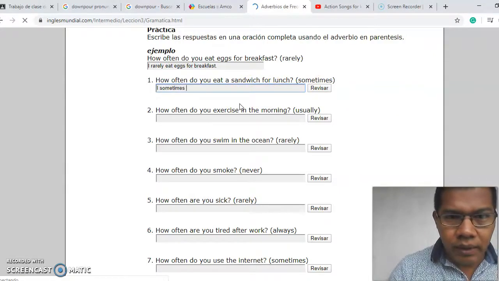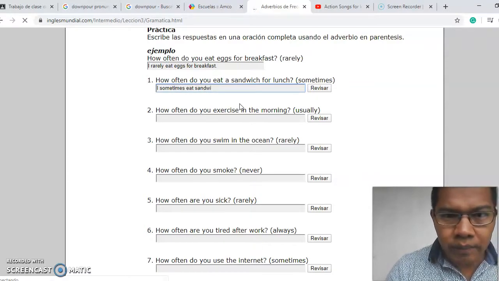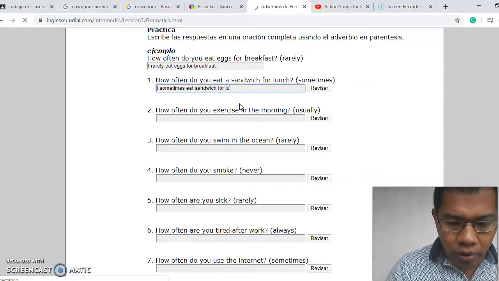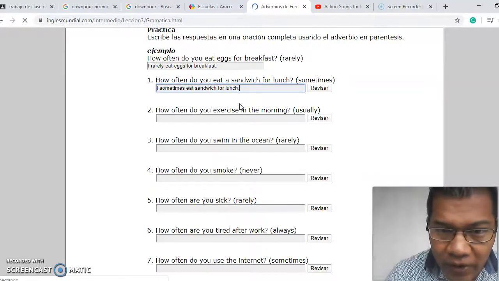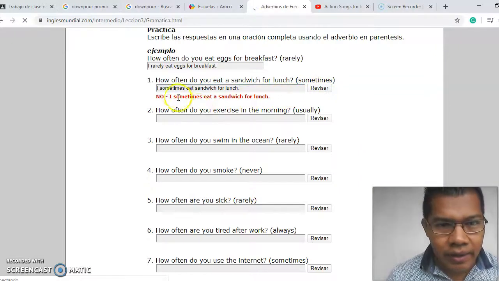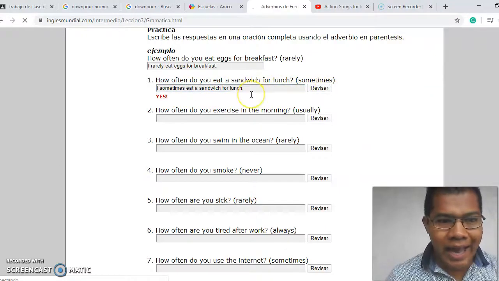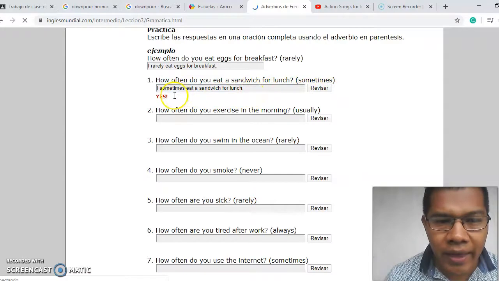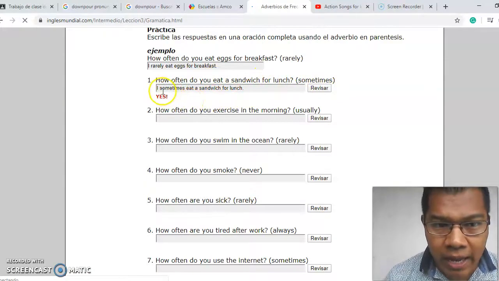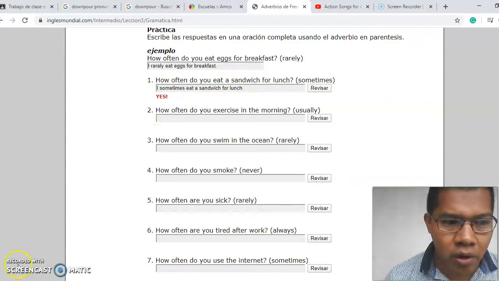Sometimes eat sandwich for lunch. And I have to finish with a period. So we check. I sometimes eat a sandwich. I'm missing here a sandwich for lunch. We check again, and I have all the answers correct. This is how I have to do it. If I miss one letter, or if I don't put a capital or period, it's going to mark it wrong.